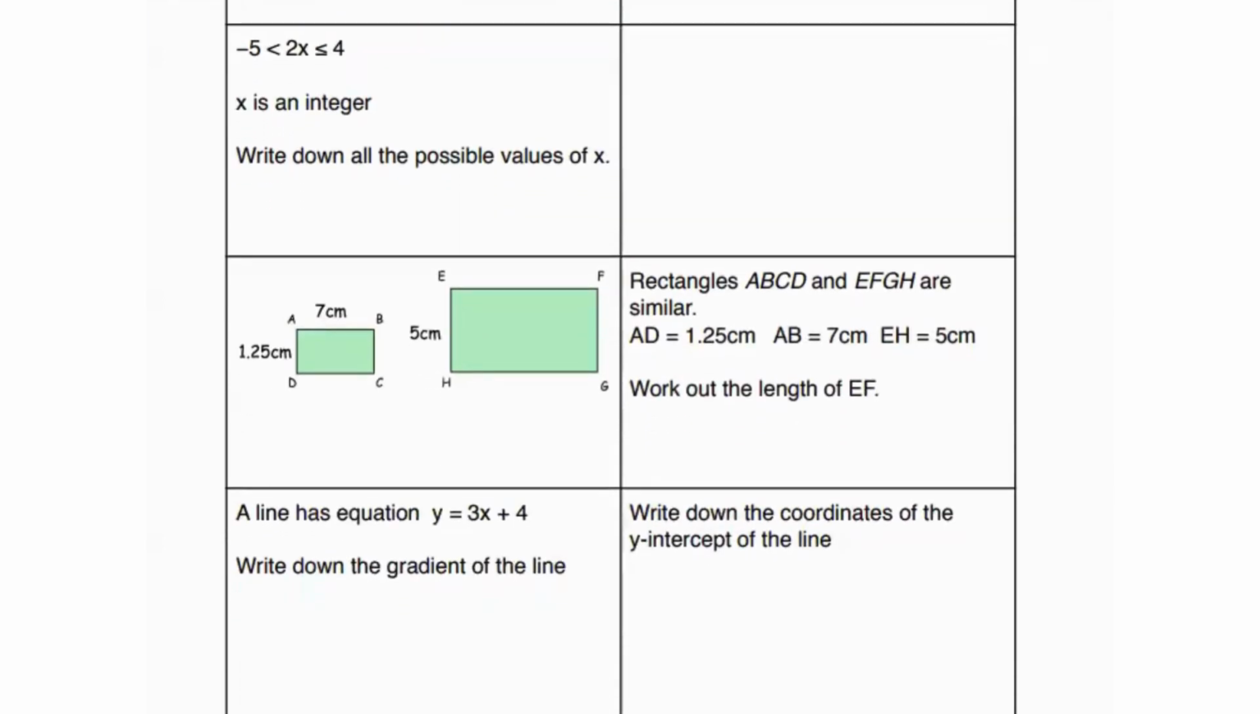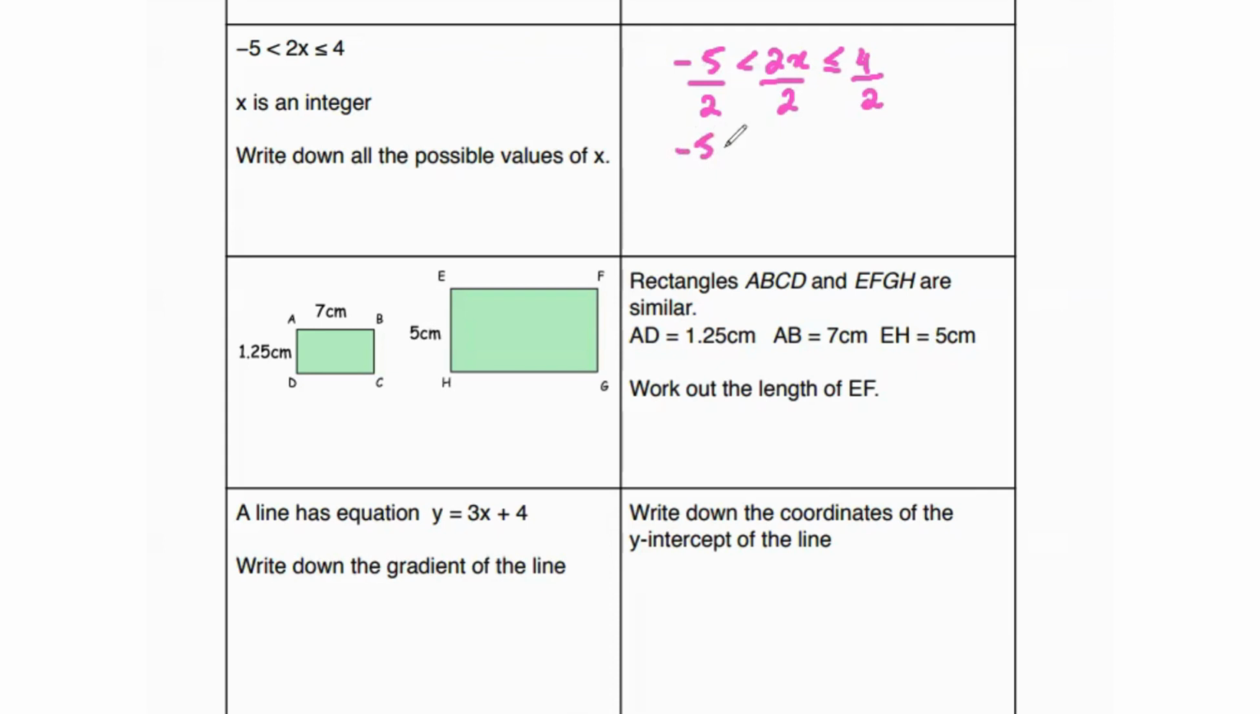We have an inequality where it says 2x is greater than -5 but less than or equal to 4. x is an integer. Write down all the possible values of x. To find the possible values of x, we're going to divide all of these numbers by 2, because our goal is to find the value of x. Right now, this inequality would help us find the values of 2x, not x. So to make x the subject, we divide everything by 2.